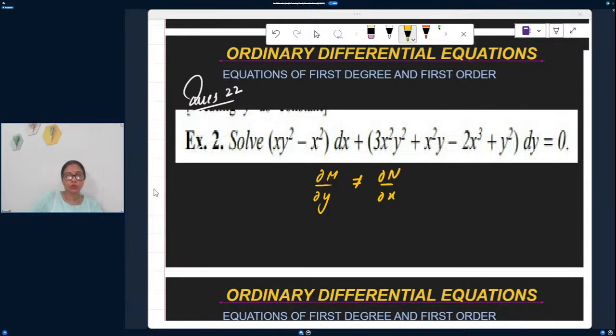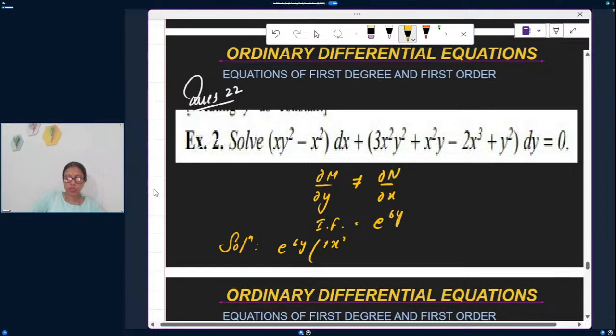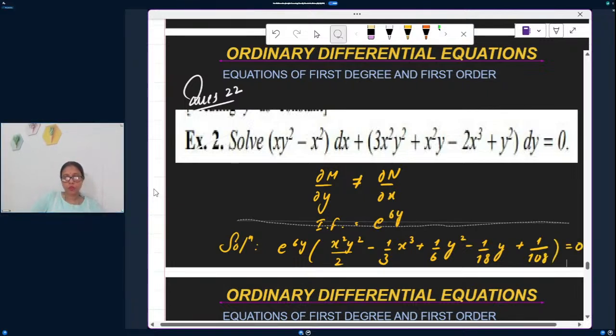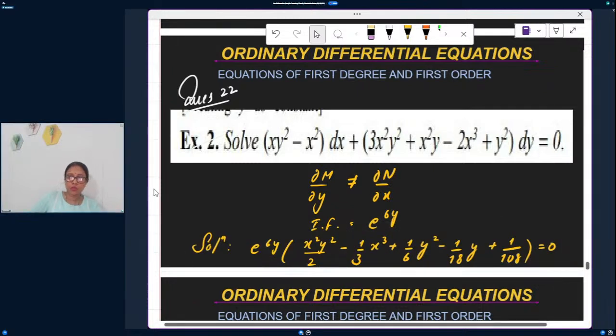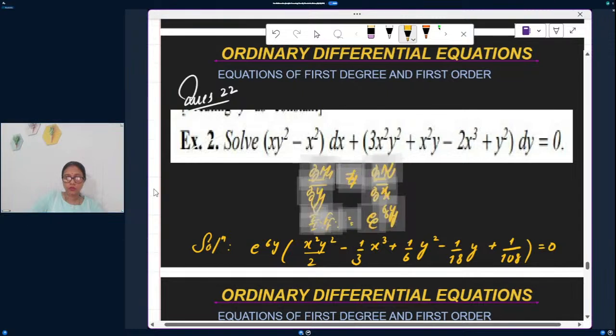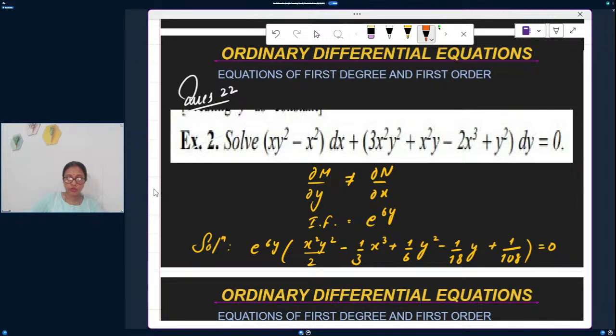Rule 2 and rule 3 are already discarded. So we have to subtract them. Find out. It will be a function of y alone. So integrating factor would be e raised to power 6y. I'm writing the solution. Solution would be e raised to power 6y times x square y square by 2 minus 1 by 3 x cube plus 1 by 6 y square minus 1 by 18 y plus 1 by 108, that is equals to 0. That is your solution.